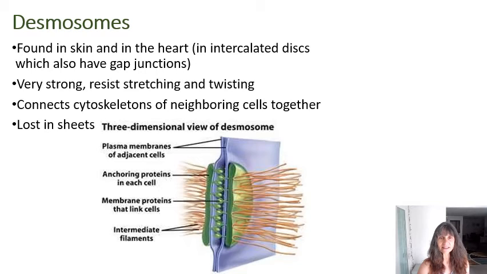We can see, looking at this picture, we've got in purple the plasma membrane of two adjacent cells. The desmosomes include a protein disc or plaque on either side, and you can see the anchoring proteins that are found and the link proteins that help to link them together. And the intermediate filaments projecting from the protein plaque are going to join with the cytoskeleton of the cell inside the cytoplasm.